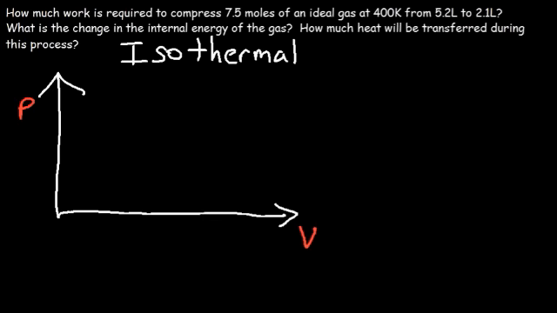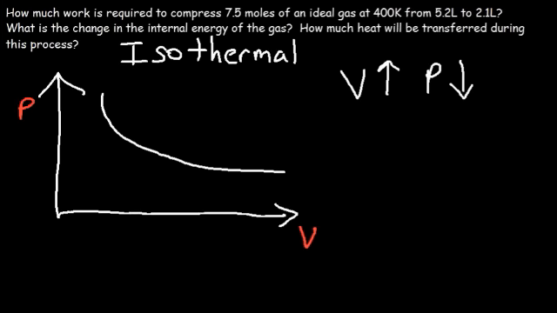Now, during an isothermal process, as the volume of the gas increases, the pressure will decrease. Now, it's not going to decrease like this. According to Boyle's law, it's going to decrease more like that. It's not a straight line, it's actually curved. But how can we calculate the work required to compress this particular gas? So if the gas is being compressed, let's say we're going from position A to position B, we're going this way.